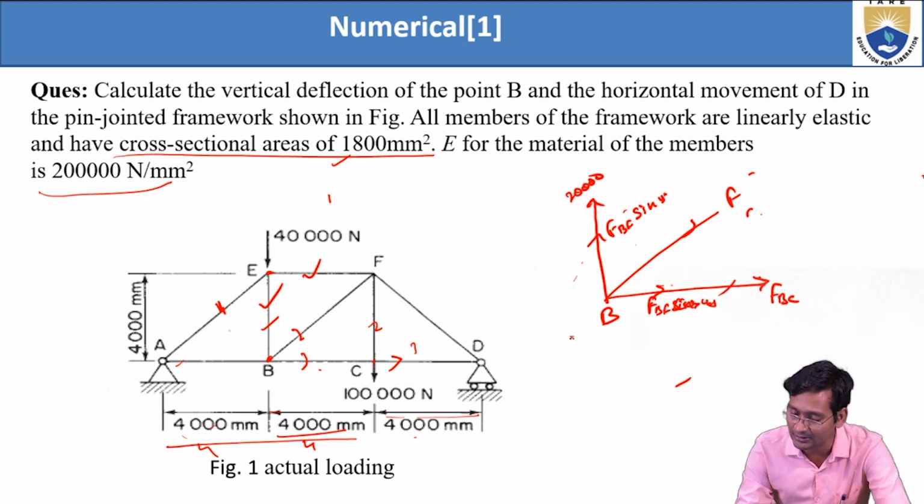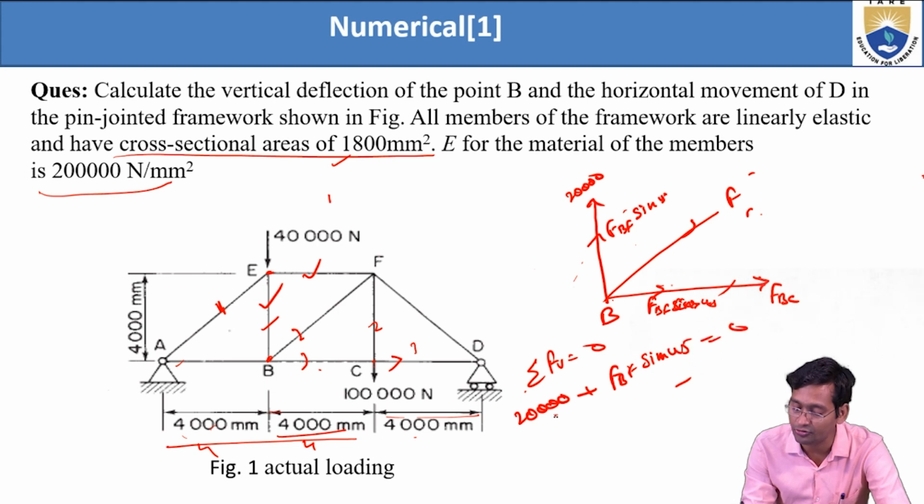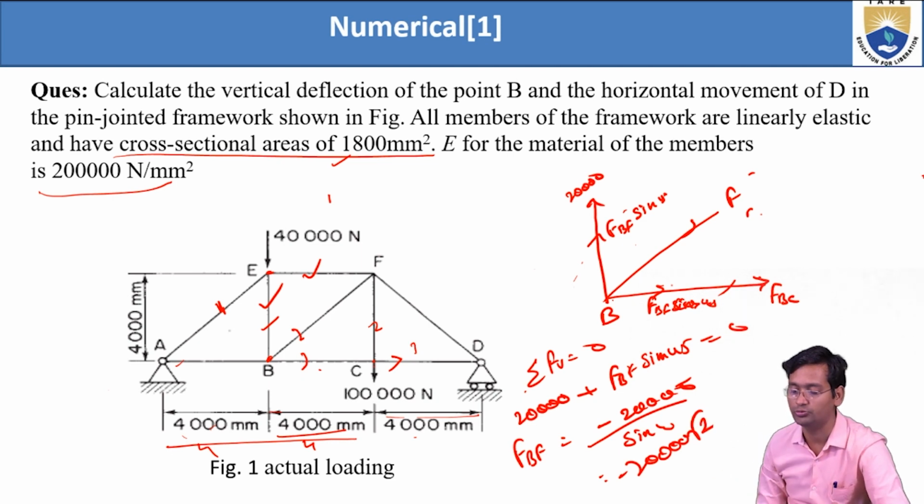So from here you can see both are acting in the same direction, the vertical. So sigma FY at B equals 0. So 20,000 plus FBF, sorry, this is FBF sine 45 equals 0. So from here FBF equals what? Minus 20,000 divided by sine 45. So this will give you minus 20,000 root 2.